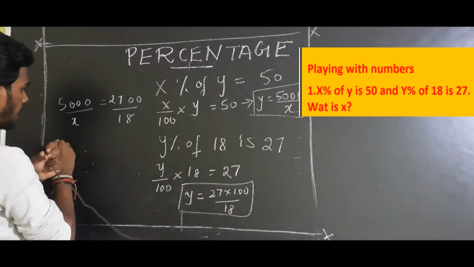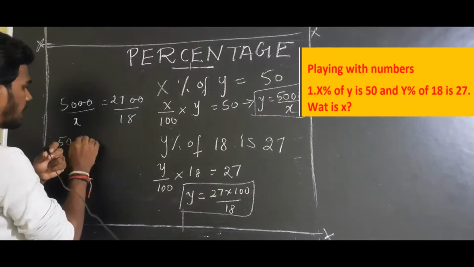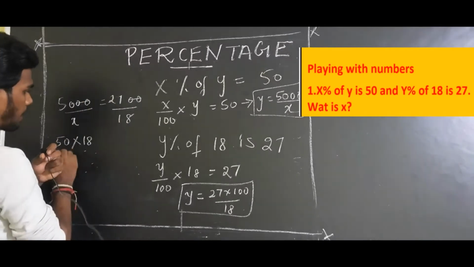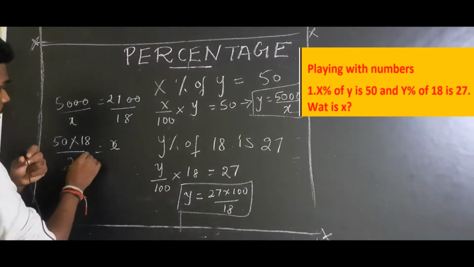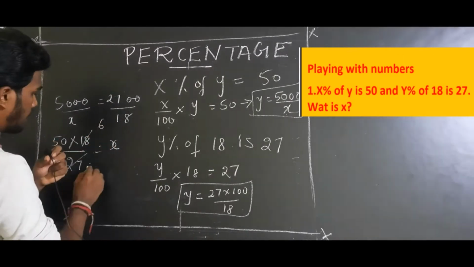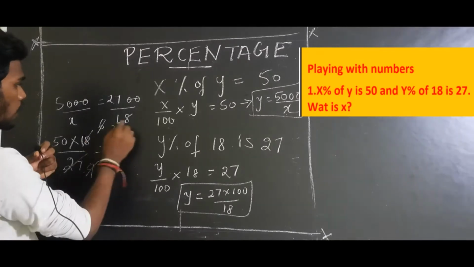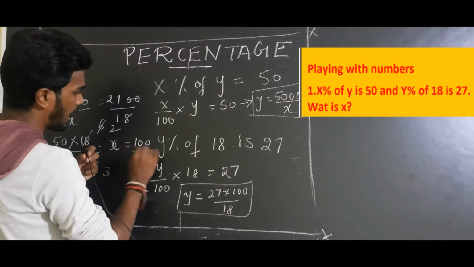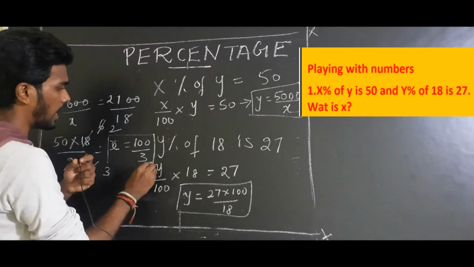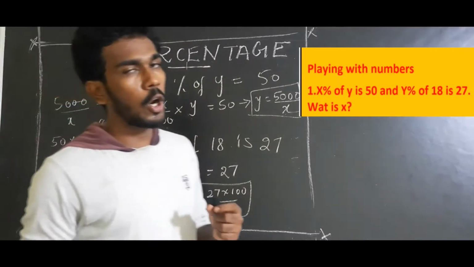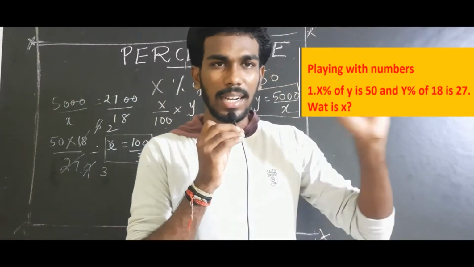So x goes to that side. Before that, let me cancel these two zeros. So 50 into 18 divided by 27 will give you x. In the 3 table, 3 6s are 18, 3 9s are 27, 3 2s are 6, 3 3s are 9. So 100 divided by 3 will be my x. If you find the options in decimal, you will get a decimal answer. So let's go to the next sum.